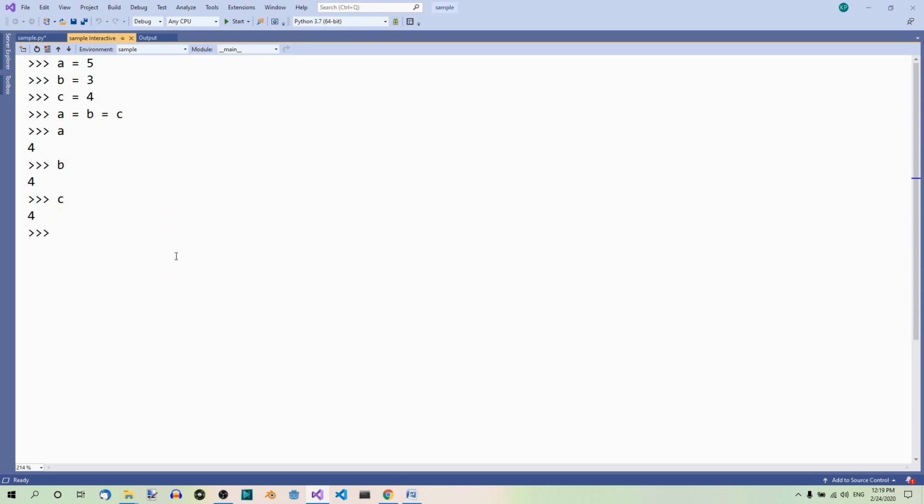Now if we try to do something similar with an augmented assignment operator, we'll get an error. Have a look. A, B, C equals 5, 3, 4. Now A equals B plus equals C. Well, this doesn't work.